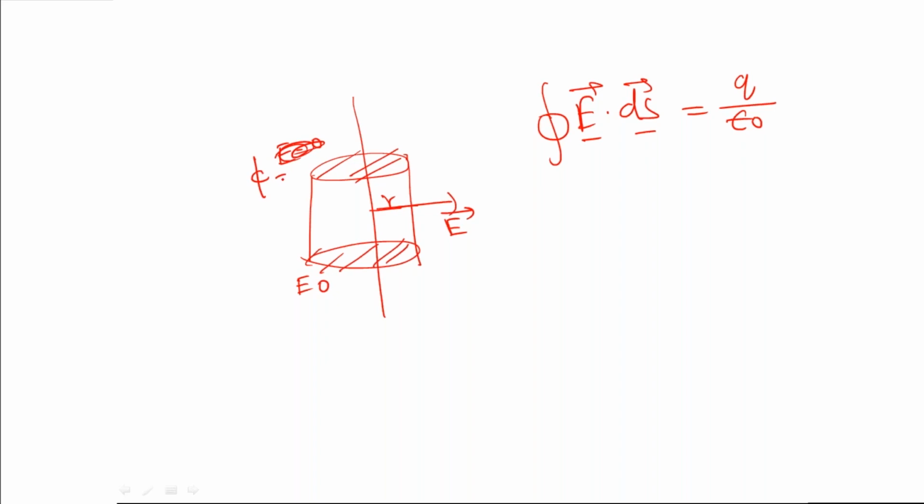Okay, electric flux through the curved surface. So what does this mean? This means electric field. And I have to check the direction also, right? Because this is E ds cos of theta. What is the theta? Theta is the angle between this electric field and ds, the area vector.